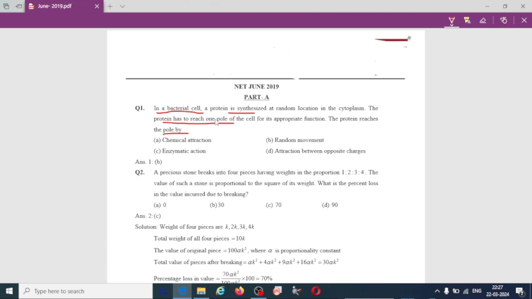This is from biological science. Students who study biological cells can easily identify the answer. Anyone who has knowledge of the biological cell and the protein can easily answer here. Option B is correct: the protein reaches the pole by random movement.